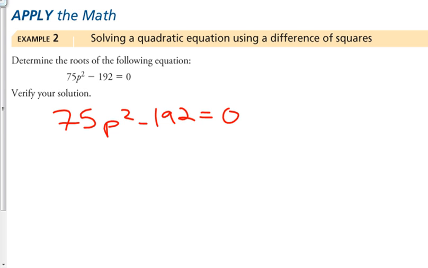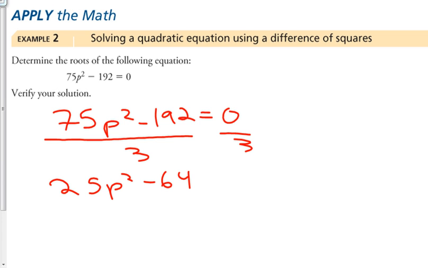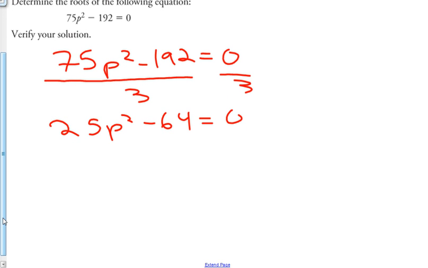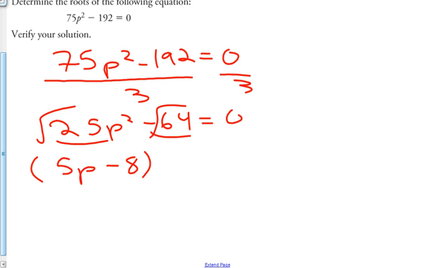I can see right away that I have a common factor of 3, so I'm going to divide all of this by 3, on both sides, of course, to maintain equality. This works out to 25p squared minus 64 is equal to 0. Then I see that I have two perfect squares. I can take the square root of both of them. That means that my factors are going to be 5p minus 8 and 5p plus 8.